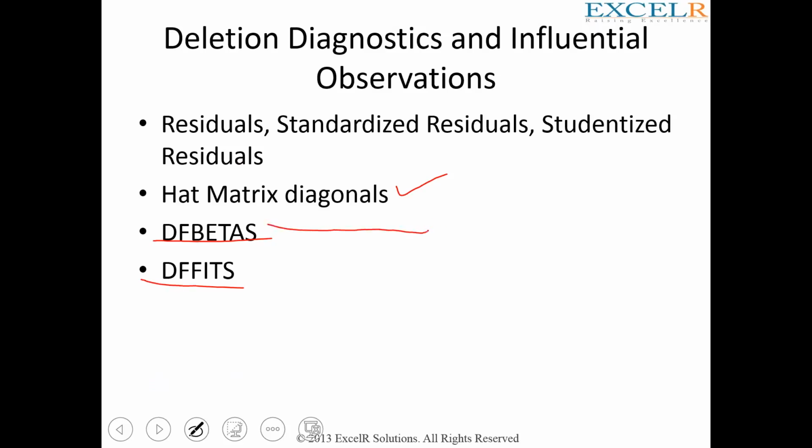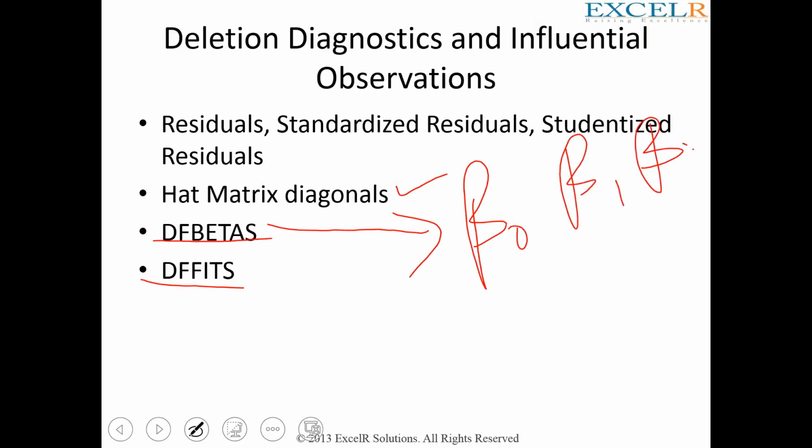Difference in your betas means you have beta naught, beta 1, beta 2, so on and so forth, right? So what you do in this case is I first calculate all these coefficients or parameters or beta values before deleting any variable or any observation.